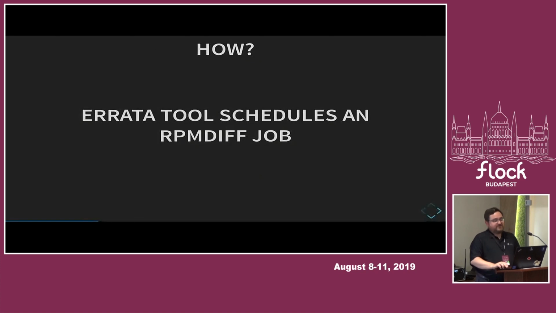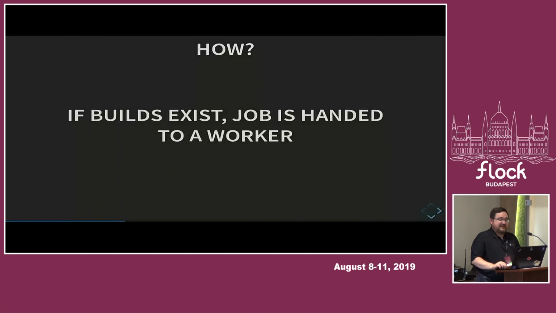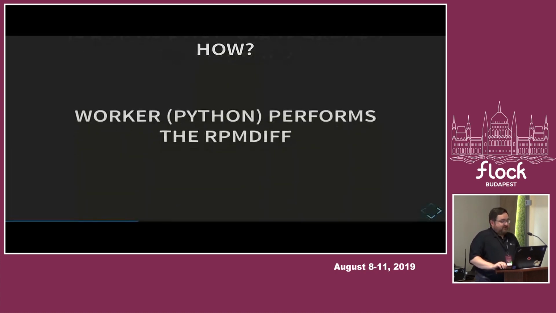Okay, so the errata tool schedules an RPM diff job. That talks to the RPM diff hub, which is a Python server running actually on a physical server. It verifies that the build exists. It does this by talking to Koji. If the build exists, it hands it off to a worker. A worker is another physical server. There's a pool of them. And this is running a Python service as well. The worker performs the RPM diff operation.